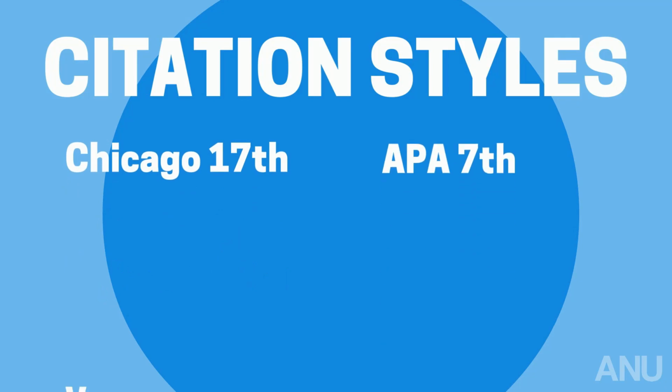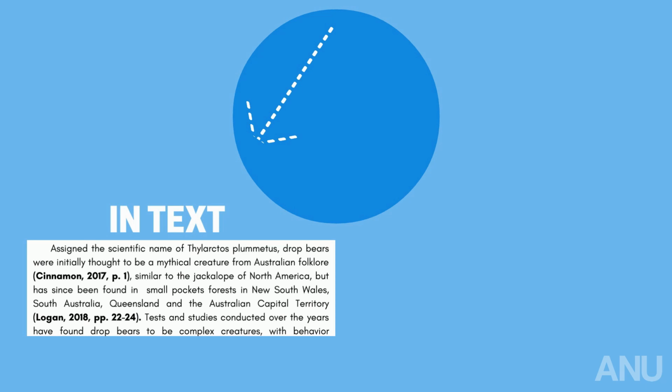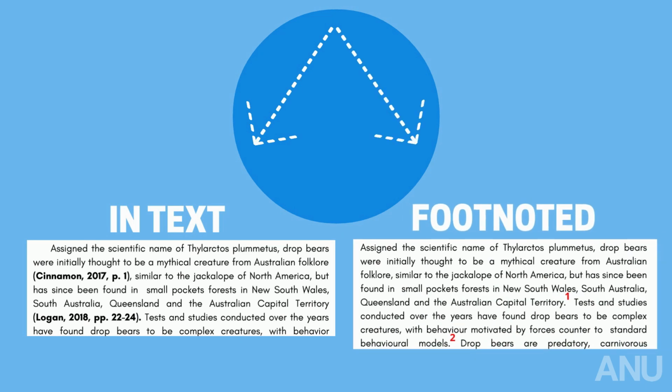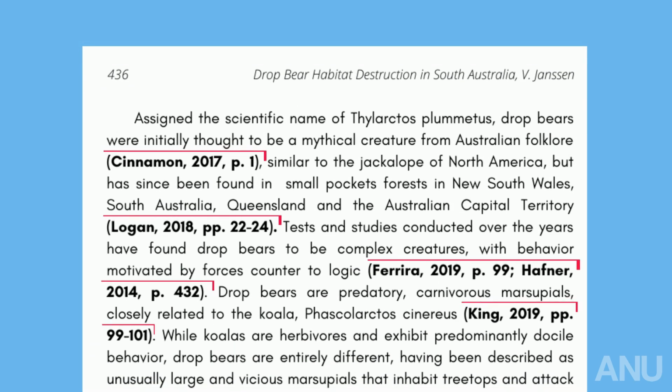There are thousands of different citation styles, but for the most part they fall into two categories, in-text and footnoted. This video will show you how to decipher in-text citations. These always appear framed in brackets in the middle of the text.